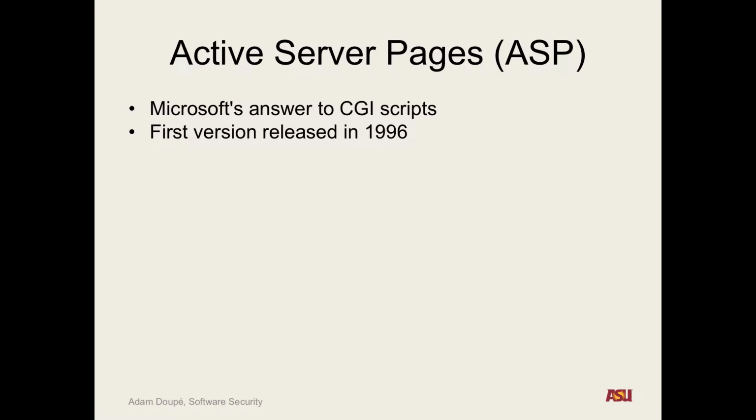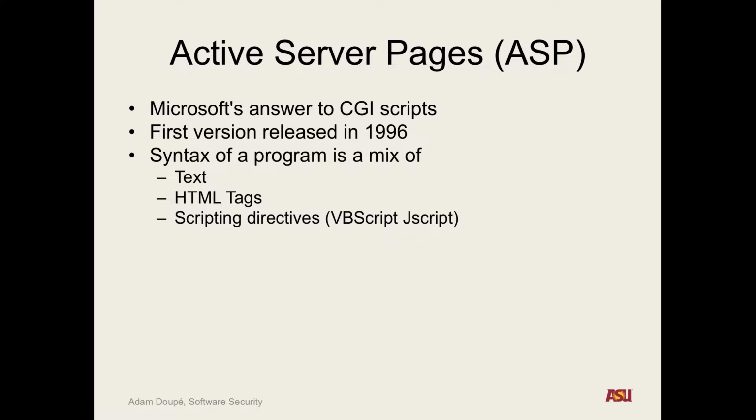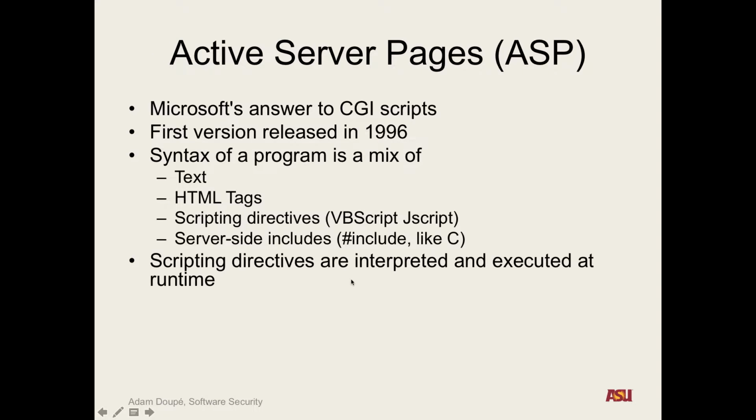And the idea was the program is a mix of text. Like the output that you want the HTML of the page to be, you want text, tags, and a scripting directive that says, hey, at this point in the output, interpret this as either Visual Basic or JScript code. And you could also have server-side includes, like in C, like a pound include. And the idea was these scripting directives were interpreted and executed at runtime. So when you fetched a page, everything that was not a scripting directive would be output normally, but the scripting directives would be executed at runtime.